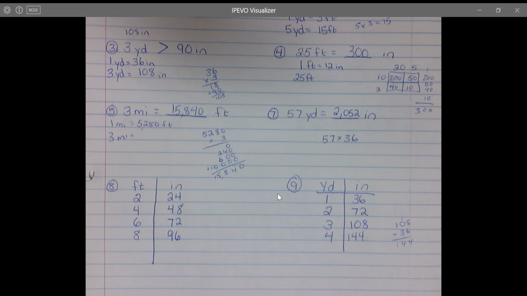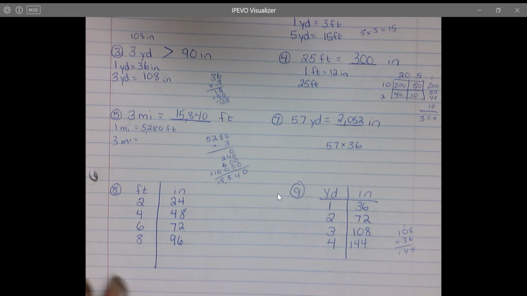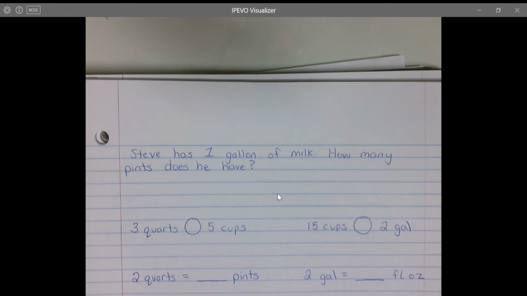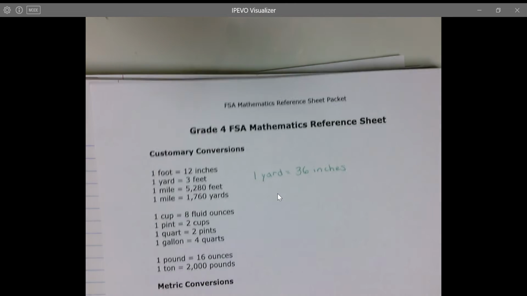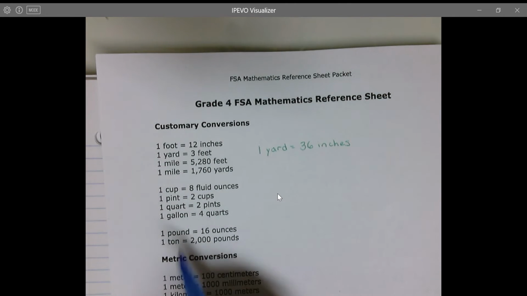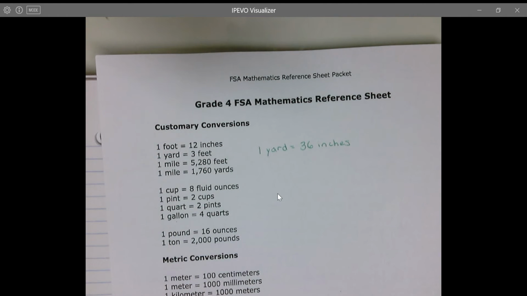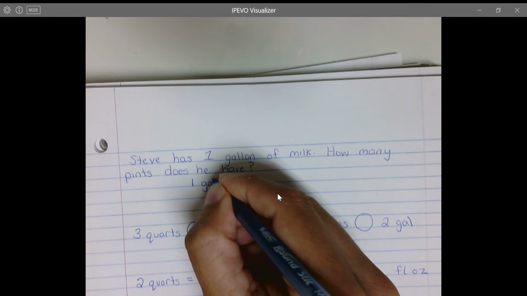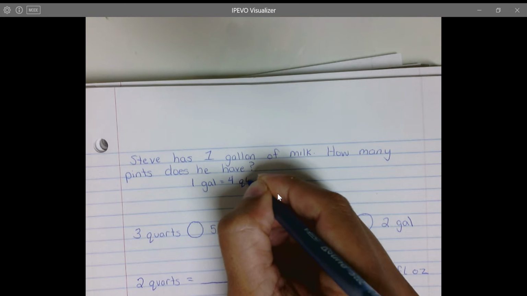Today we're going to move on to capacity. That's like measuring liquids. So we have our first problem here: Steve has 1 gallon of milk. How many pints does he have? A lot of students say pints, but it's called pints. So I'm obviously going to have to go to my reference sheet here. And I could see, oh, 1 gallon is 4 quarts. But I want pints. Well, let me just write that down anyways. 1 gallon equals 4 quarts, QT.